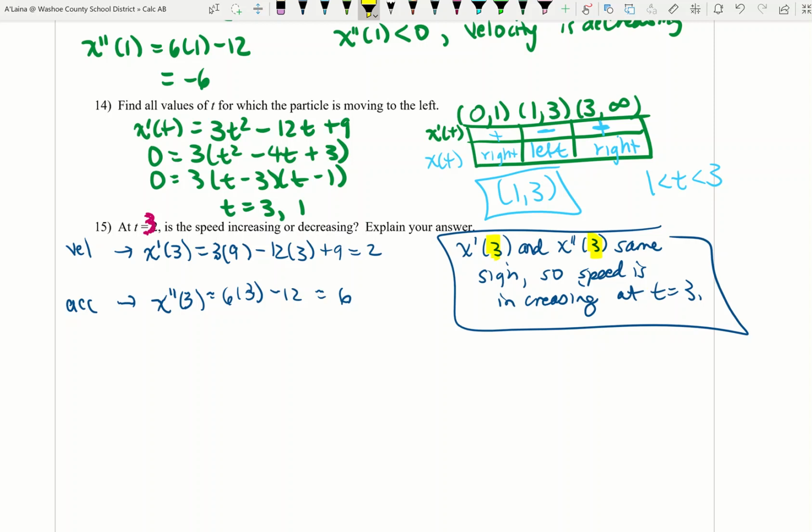All right, that is the end of the notes for section 3.6.